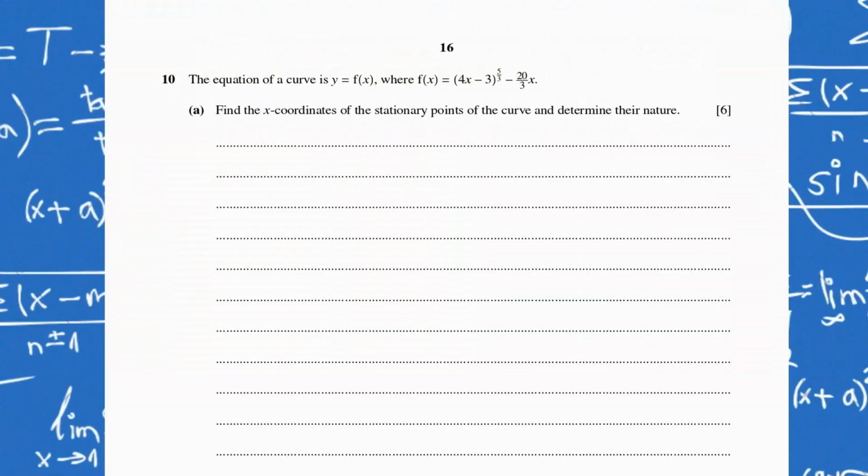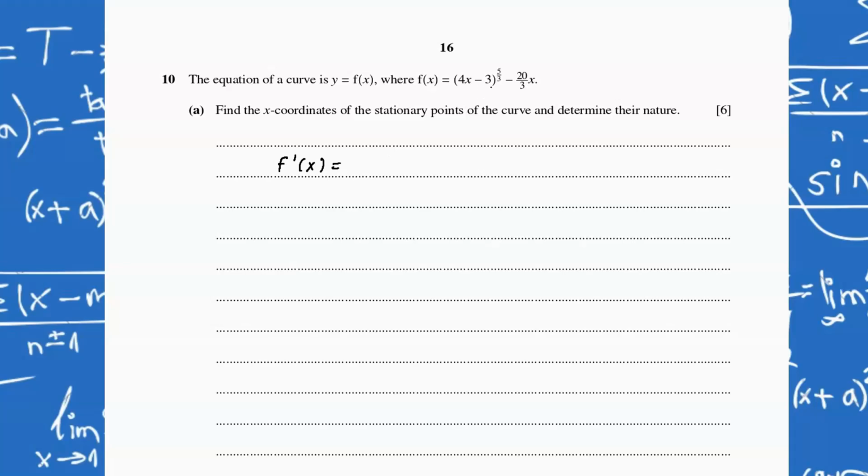That's question number 10. It says the equation of a curve is y is equal to f of x, where f of x is equal to 4x minus 3 to the 5 over 3 minus 20 over 3 of x. So on part A, find the x coordinates of the stationary points of the curve and determine their nature. Alright, so we're talking about stationary points, and we know that f prime of x should be equal to 0.